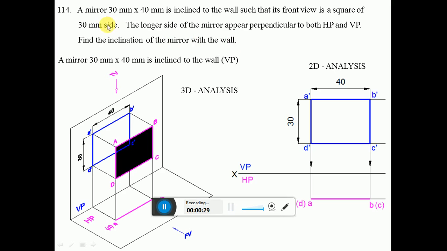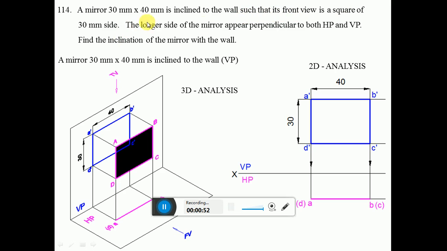So this can be read as a mirror. The dimension, if you look at it, is 30 mm by 40 mm, so it becomes a rectangle. It is inclined to the wall. Wall means always the vertical plane. The ground is nothing but the horizontal plane. Such that its front view is a square of 30 mm side.